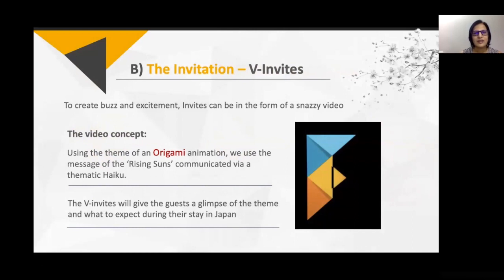The next were the video invitations. Now, what did we do for video invitations? You have heard of something called origami. Origami is a Japanese way of folding paper to make something useful. So we created a video invitation in the form of origami, or there is a special effect called origami, and we created the invitation based on that. Again, because it had a Japanese connect.